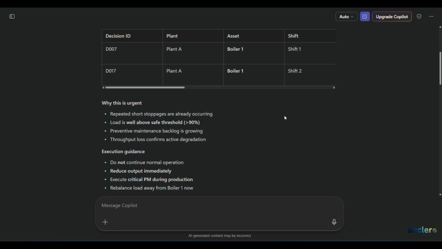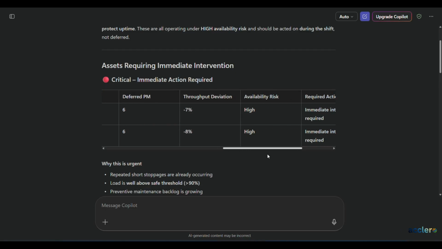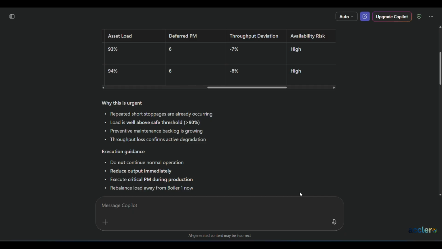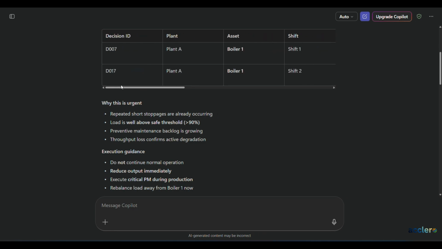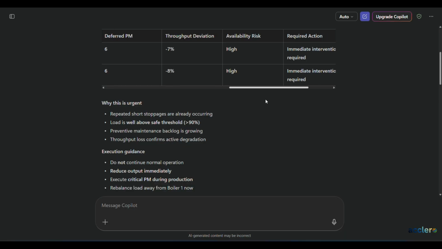For example, boiler 1, shift 1, under decision D007, is identified as a critical availability risk. The asset is operating at 93% load with 6 deferred preventive maintenance tasks and throughput already falling below plan. The same pattern continues in shift 2 under decision D017, where load increases further to 94% and throughput degradation worsens to negative 8%.